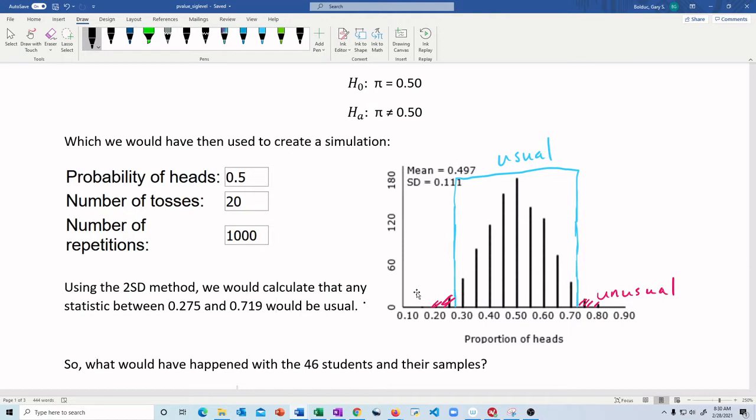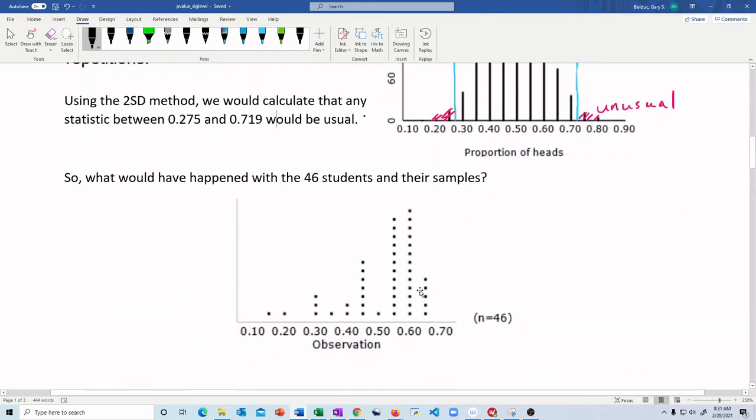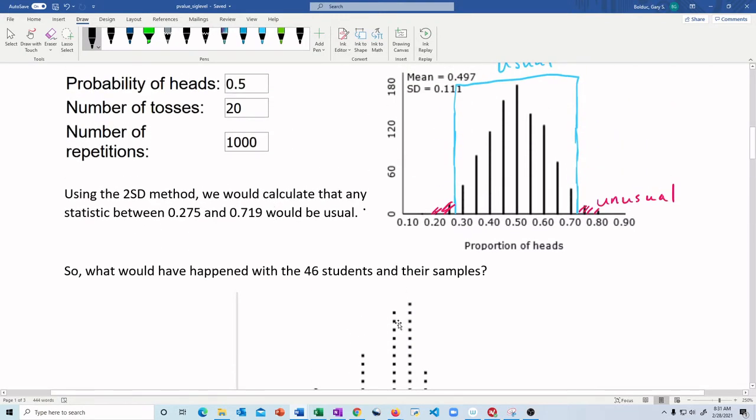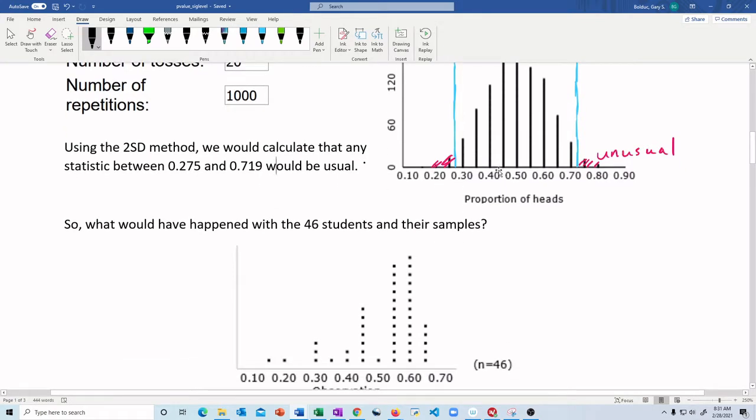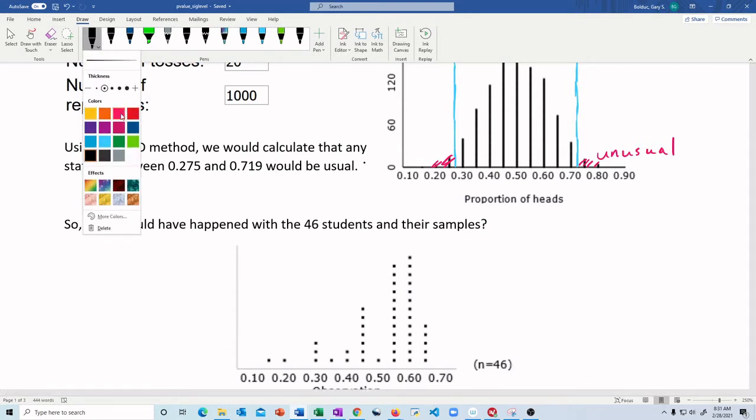Then you as the student would compare your statistic to this. You'd say, my 20 flips, am I in the blue box or not? Here's a reminder of what happened with the 46 students and their samples. Each one of you is a dot, and you would each go to this picture, usual, unusual, and try to figure it out. Now let's look at what happens here. Take a little bit of time to do this on your own.